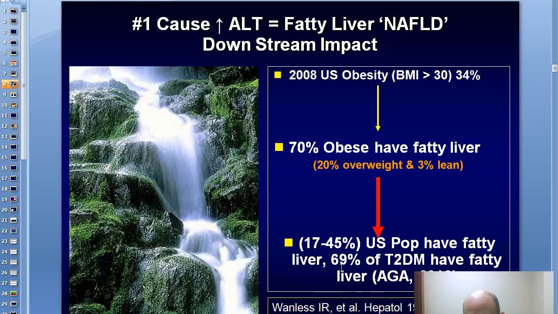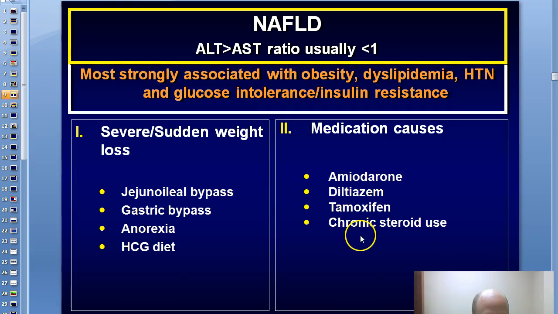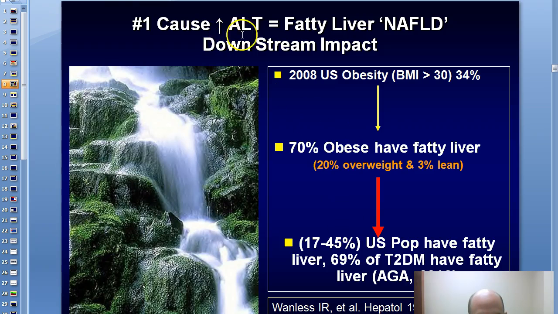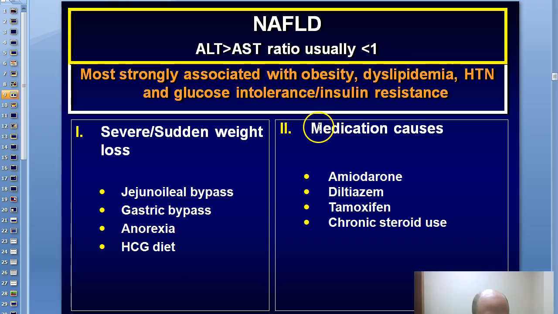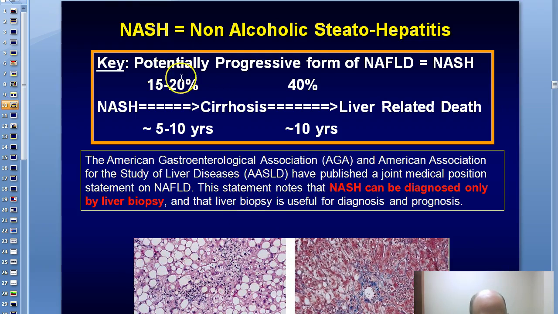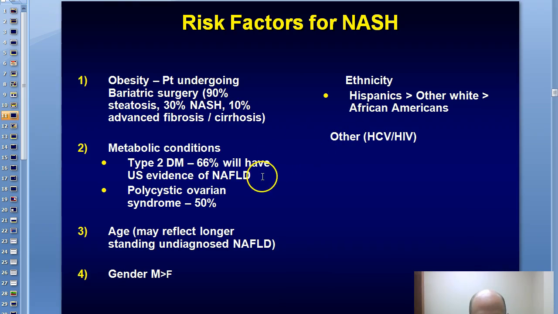And like I said, I was off by one. I said 70%, and 69% of diabetics have fatty liver disease. Anyway, number one cause for elevation in ALT, fatty liver disease. Anyhow, then we progress on to NASH. That can then lead to cirrhosis. That can then lead to the death by liver. Not my idea of a good time. Anyway, risk factors, again, primarily obesity, metabolic syndrome.